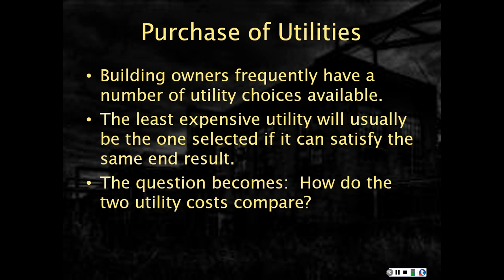A frequently asked question, especially of energy auditors, is a building owner is going to have a number of choices available to do the same end process. So they're going to have a number of utility choices. They can run a particular process with electricity, they can run it by propane, they can run it by natural gas, they can run it by fuel oil if they need to. The important part to the customer is they want to use the least expensive utility to get the same end result. So the question becomes, how do I compare two utility costs?